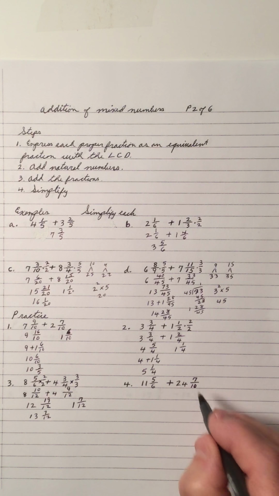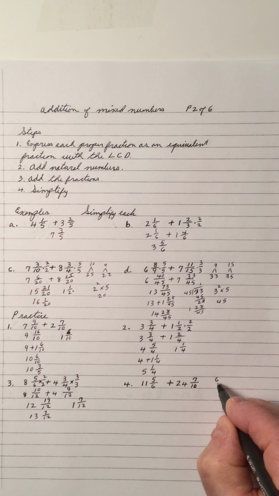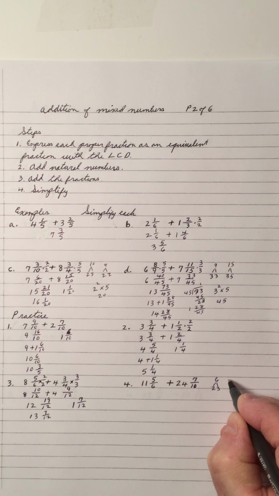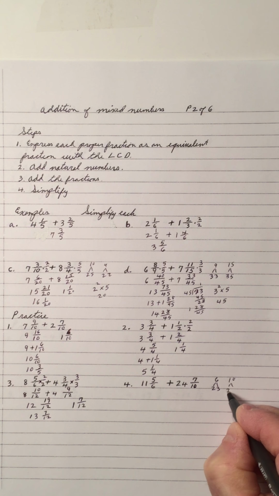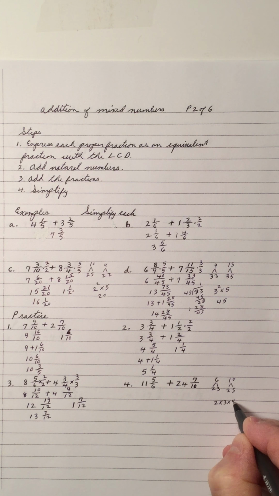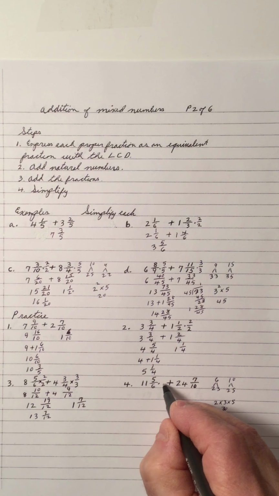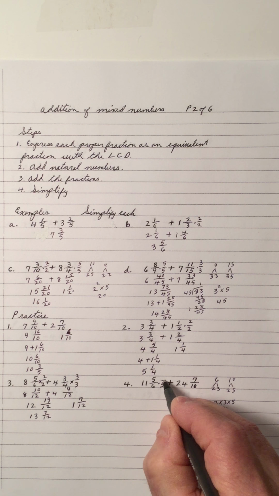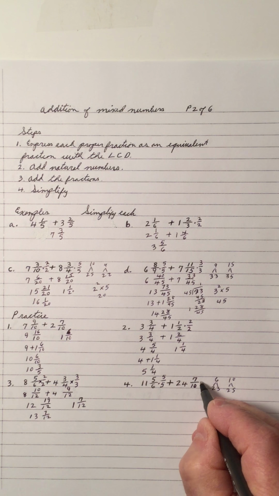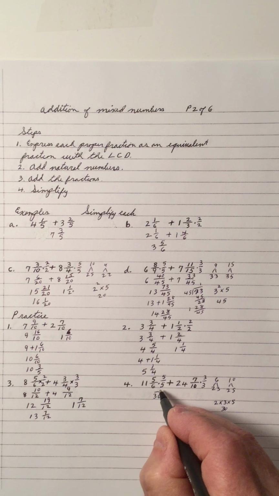Common denominator for 6 and 10, I could say it's 30, but let's work it out. 6 is 2 times 3. 10 is 2 times 5. I have a 2, a 3, and a 5. 6 times 5 is 30. So I multiply the first denominator by 5 over 5. Multiply 10 by 3 over 3. So notice that 5 times 6 is 30, common denominator.